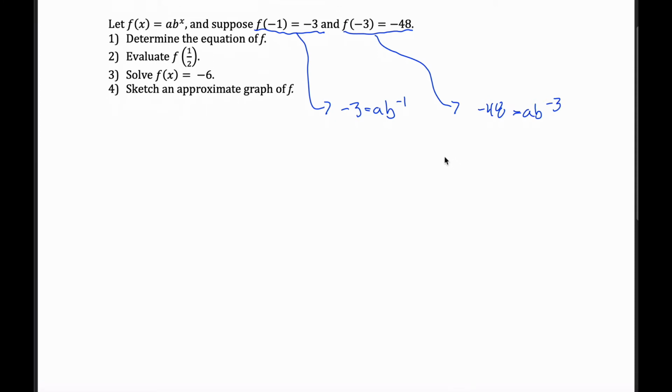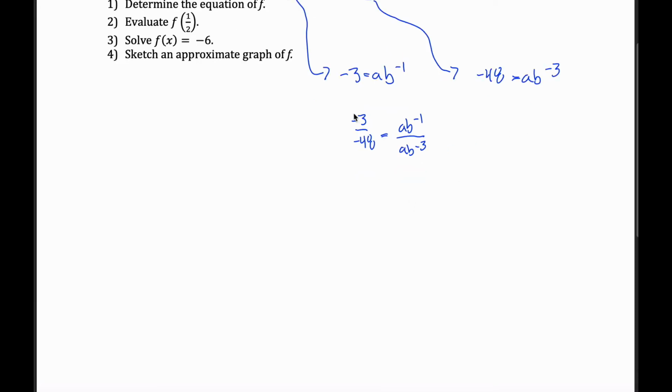And it's beneficial to take the one with the larger exponent on b and make that the numerator. So while you don't have to do it this way, I'm going to take this equation and divide it by this equation. So this -3 over this -48 would be equal to this ab to the -1 divided by this ab to the -3. And the negatives cancel out here, so I get a positive, and 3/48 is the same as 1/16 if you reduce those fractions. And then the a's cancel out, so I'm left with b to the -1 over b to the -3.